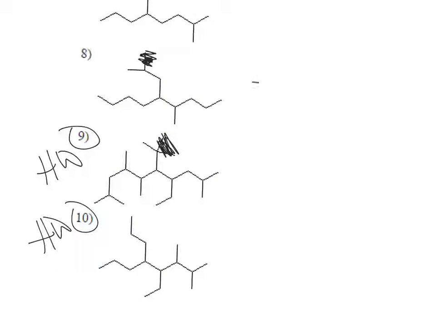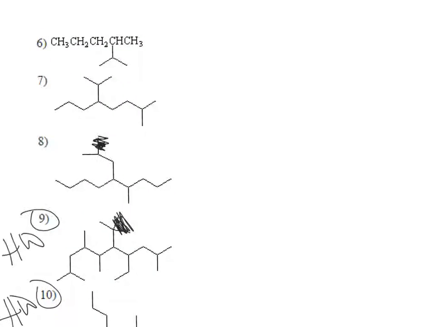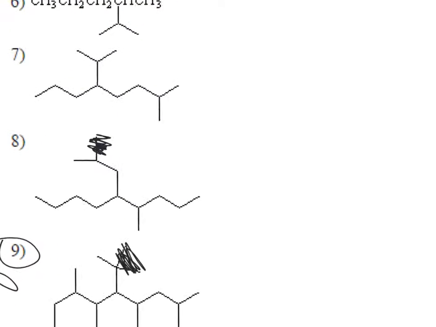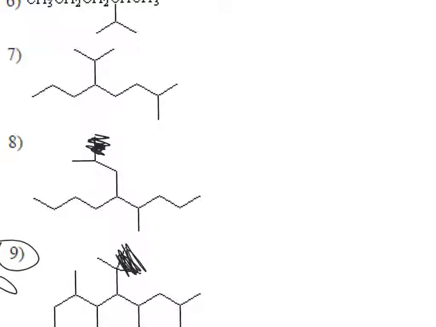So let's look at number 8. What is happening with number 8? Again, it's just a bunch of straight lines. We have edited it, so this does not exist. Excellent. Number 1 thing we need to do is find our longest carbon chain. Let's do that. I'm going to start here.